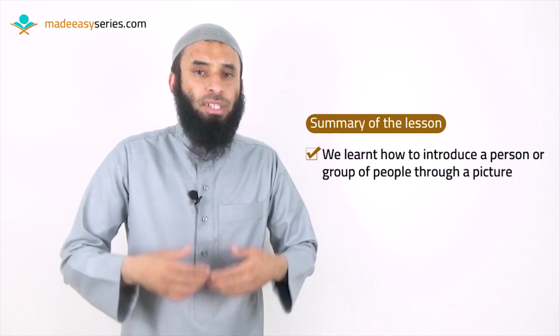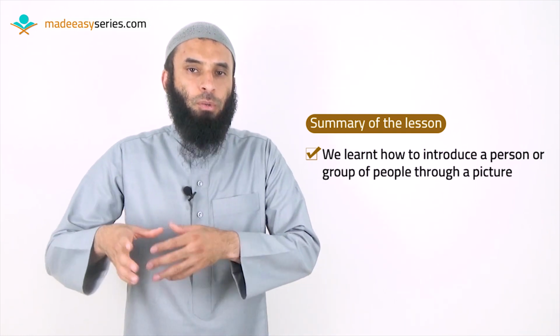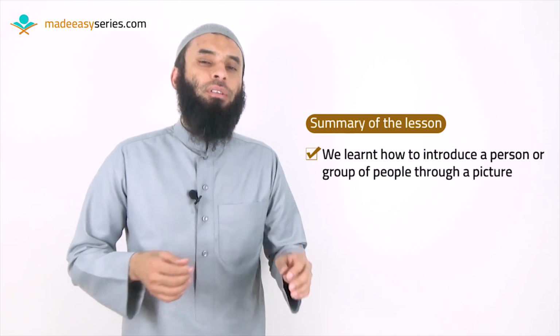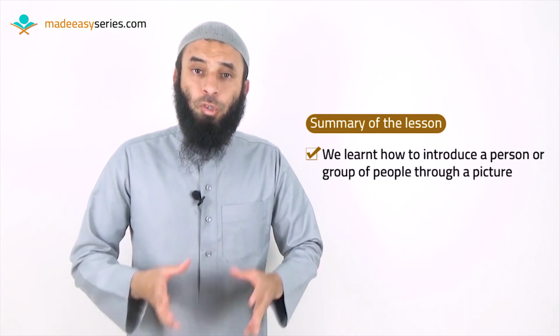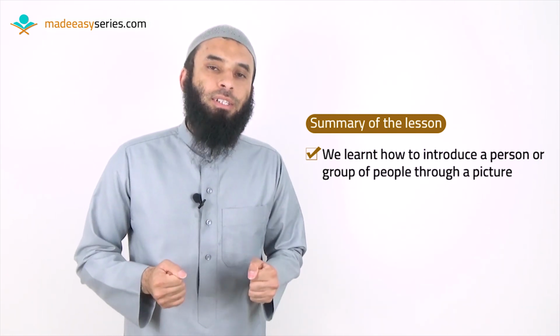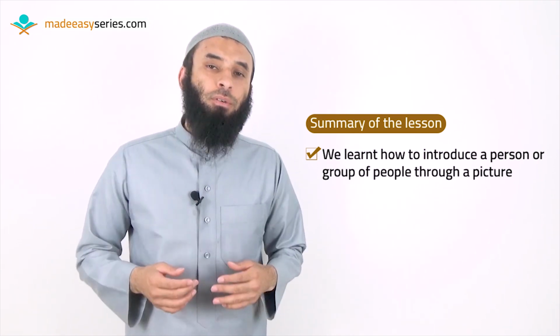It doesn't have to be a person. It can be a group of people. It can be buildings. It can be places and so on. You say, hadhi suratu. This is a picture of, then mention the person or the place or the thing, and so on. And we also learned some members of the family in the Arabic language, such as father and mother, and so on.